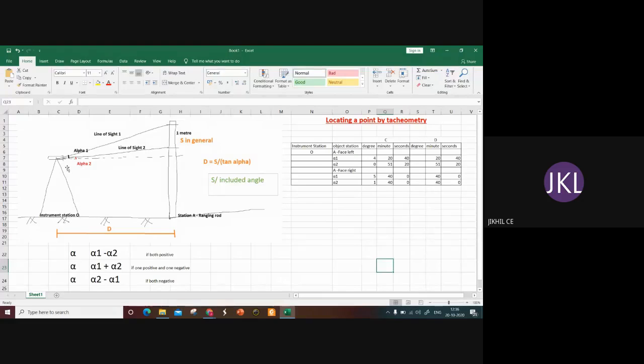So we are sighting from the instrument station first to the point 1, and we will mark the angle from the horizontal line of sight. It will be alpha 1, and then we will sight to the point 2 on the station A. That will be noted as the alpha 2 value. In this case, because both lines of sight are above the horizontal axis, the included angle between point 1 and point 2 will be alpha 1 minus alpha 2. So this is the main calculation.